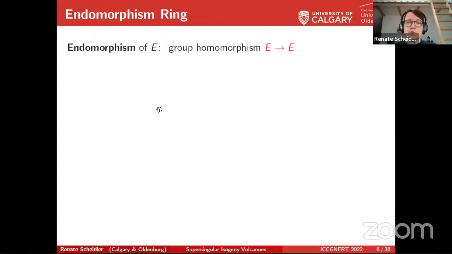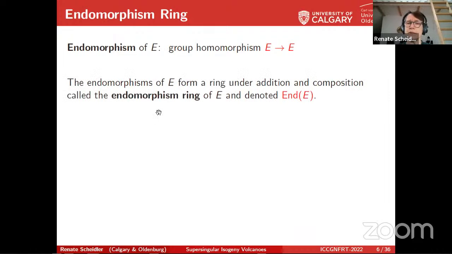Okay. A very important connection for pathfinding is to the endomorphism ring. So what's an endomorphism? An endomorphism is just a group homomorphism from an elliptic curve to itself. And then it's not hard to see that the endomorphisms form a ring. The addition is just the addition of the endomorphisms, and the multiplication is composition of endomorphisms. This is called the endomorphism ring of the curve. We denote this by End(E).